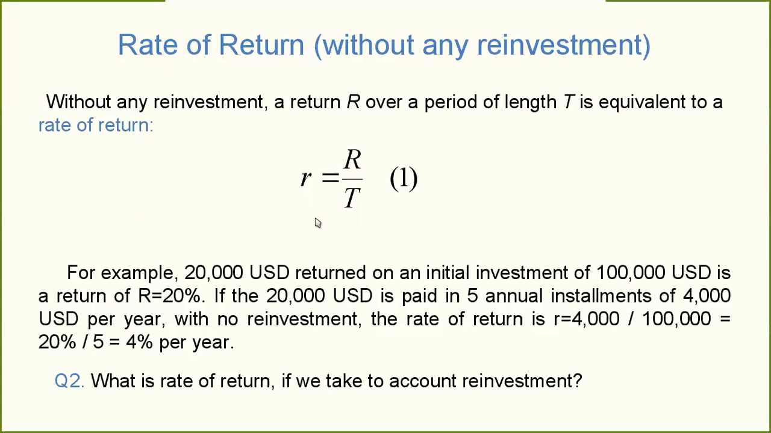And we can illustrate this using this example. Initial investment was $100,000, and at the end of the period it will be a 20,000 return, so it will be 120,000.